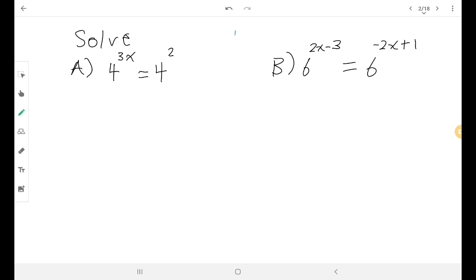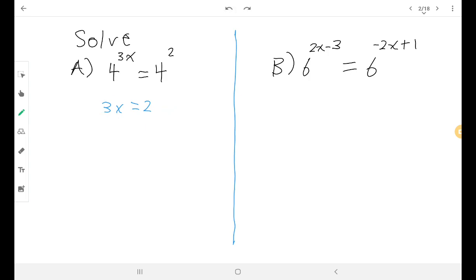Let's divide this, and let's look at problem A. We've got 4 to the 3x equals 4 to the second. So this is the most basic problem, and what's important is that the bases are the same. As long as the bases are the same, I can ignore them and set the exponents equal to each other. So I want to have a 4 there and a 4 there. I don't want to simplify that. I want it to stay there so that I can write this problem.